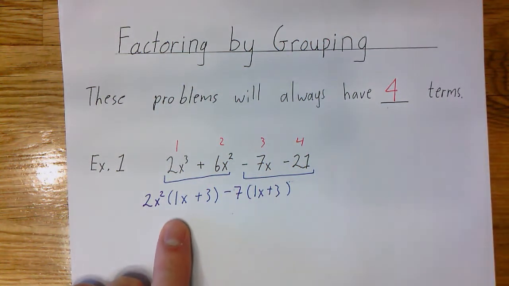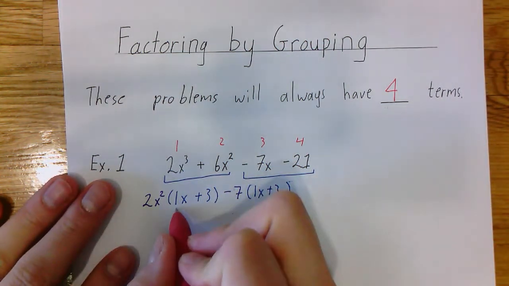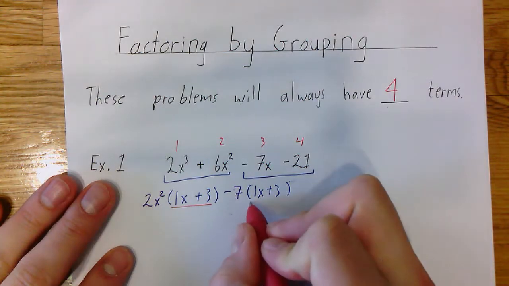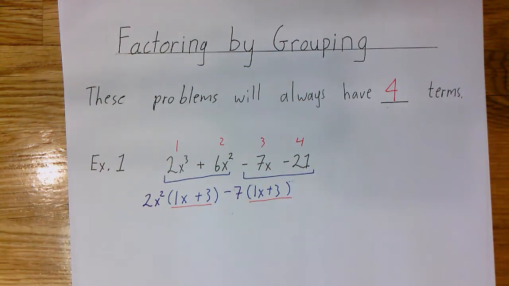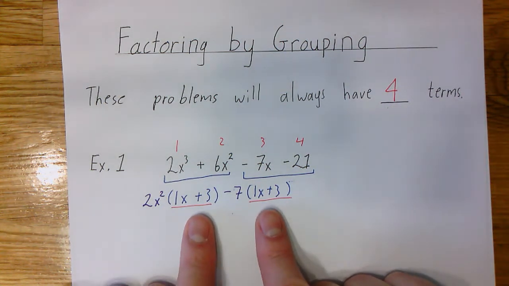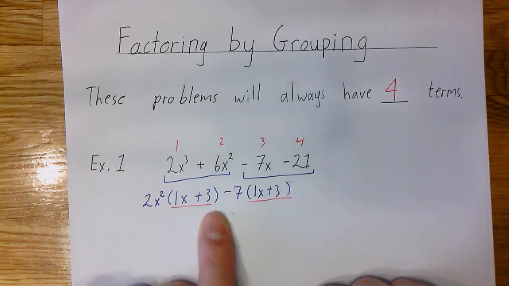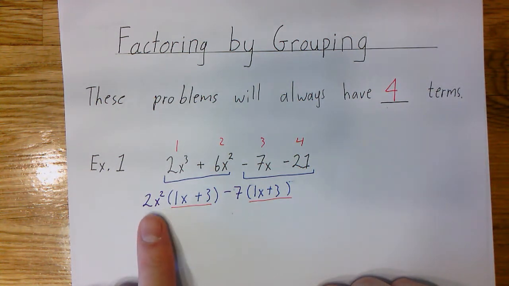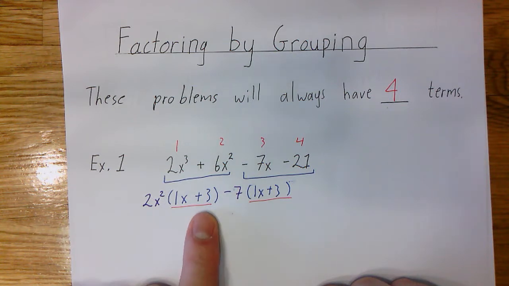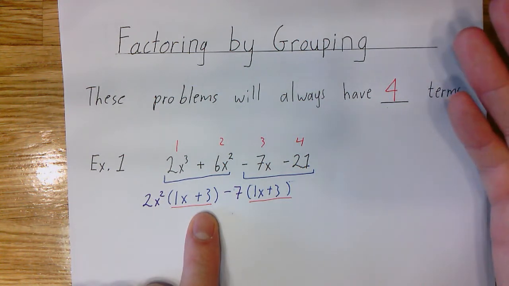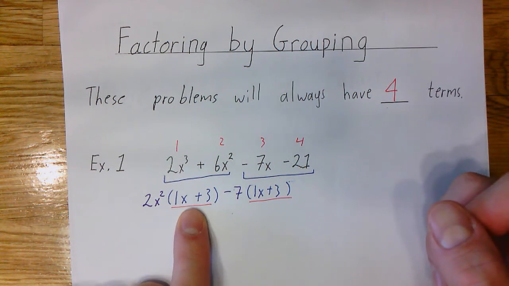So we can see this is 1x plus 3 and this is 1x plus 3. Those match, which means we're on the right track. Now we only have one more step. These matching parentheses here, we're going to factor these out. This thing is one term because this is being multiplied to this. A term is just any 2 things being multiplied together. So this and this make one term.